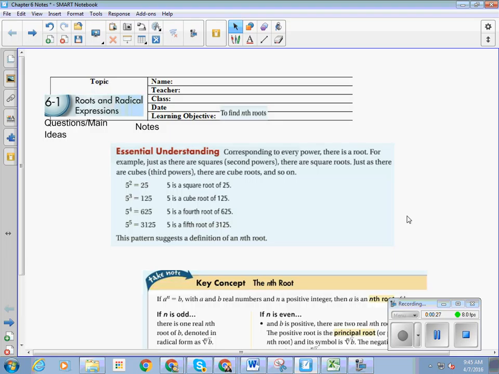So corresponding to every power, there is a root. For example, just as there are squares or second powers, there are square roots. Just as there are cubes, there are cubed roots. And so on and so forth.